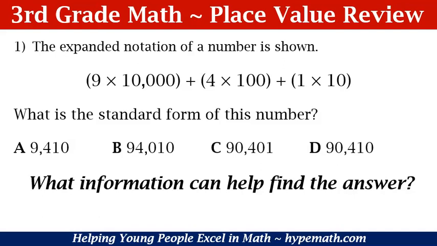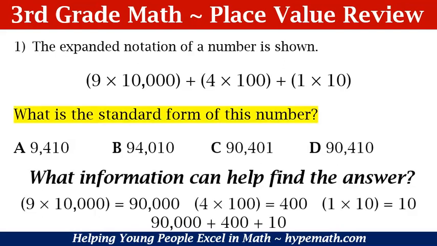What information can help us find the answer? In order for us to find the answer, we know that 9 times 10,000 is equal to 90,000. 4 times 100 is equal to 400. And 1 times 10 is equal to 10. So that is 90,000 plus 400 plus 10.